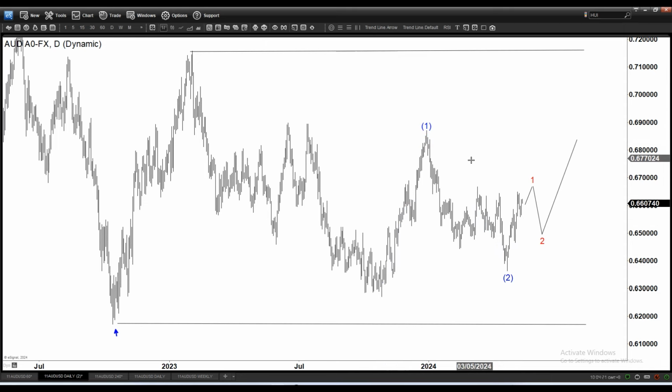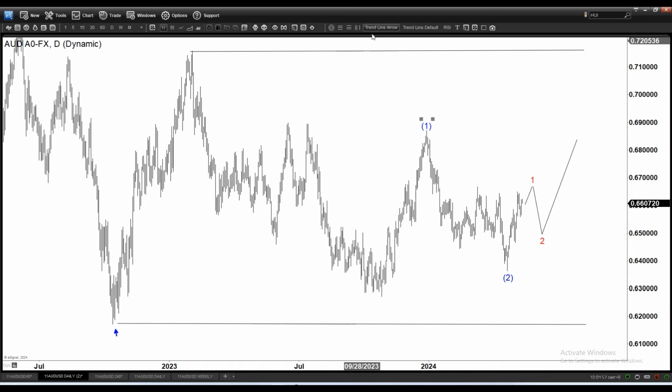Now if you look at this pullback here, look at the structure of the pullback. That one was clearly a 3 waves down, right? It was a clear 3 waves down, there's no question about it. So what this is telling us here is that it is not technically a bearish market, because if it is a bearish market, it's not going to give you this. It's going to give you 1 2 and then extend 3 4 5, but it is not, right? It only gives you a 3 waves, which is a characteristic of a corrective structure, right? It's a corrective structure over there.